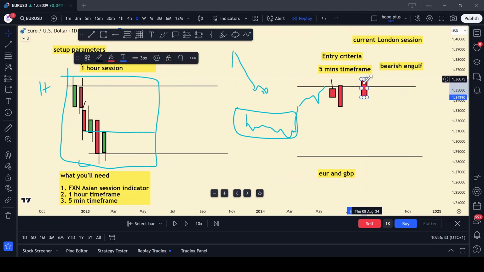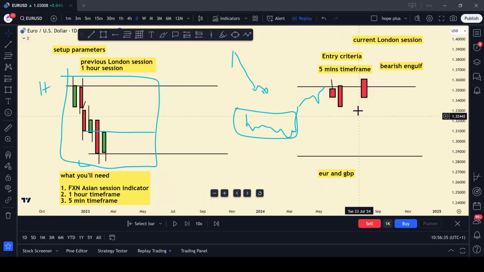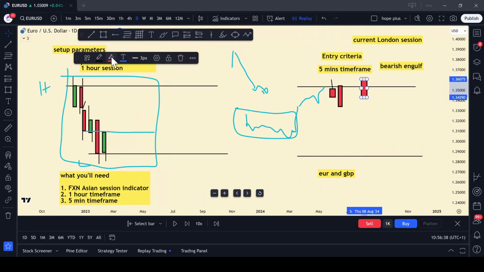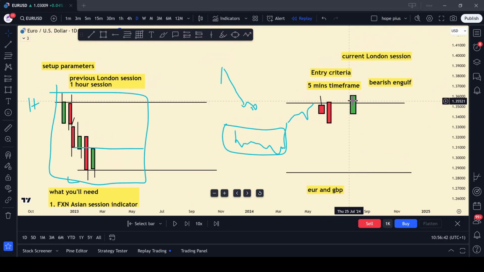Now, if within the 5 minutes, market closes above that line, in this case, bullish, let me change this to green. Market closes above that line. Don't just jump in, okay? This is an indication that the line might be weak and market wants to push higher.